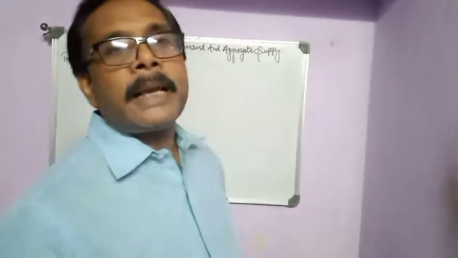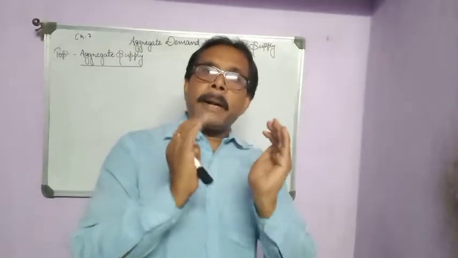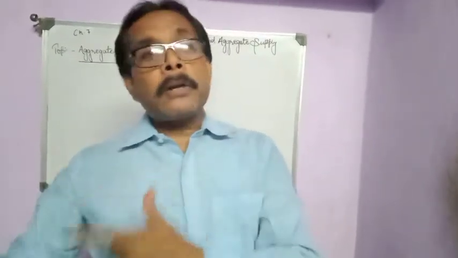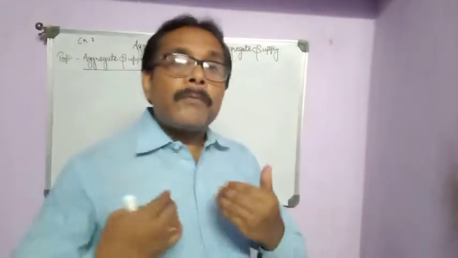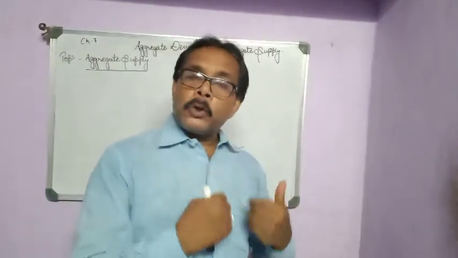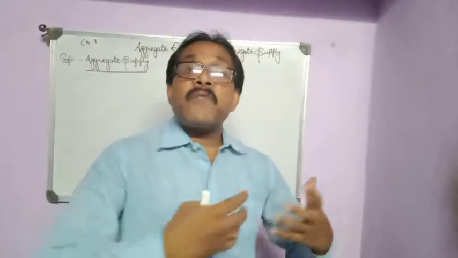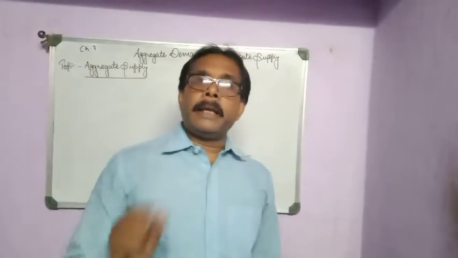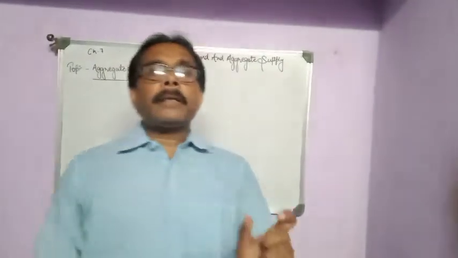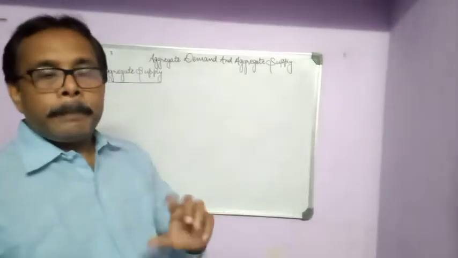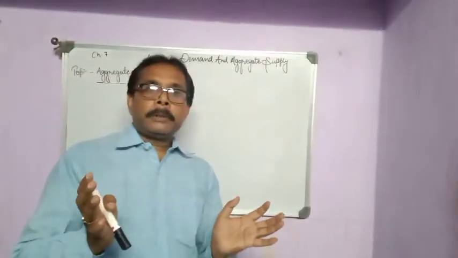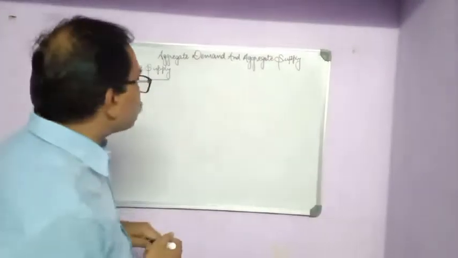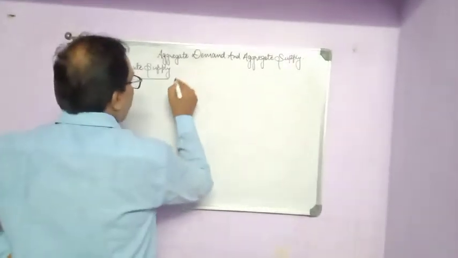In other words, we can say it is the total money value of final goods and services which is offered by the producers, or which the producers are willing to sell in the economy in a given period of time. Here, the term "in the economy" means all the producers. When it is the money value of all the final goods, it means that it is the income.